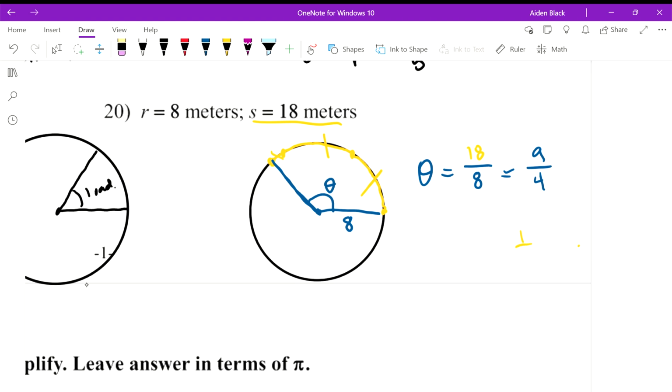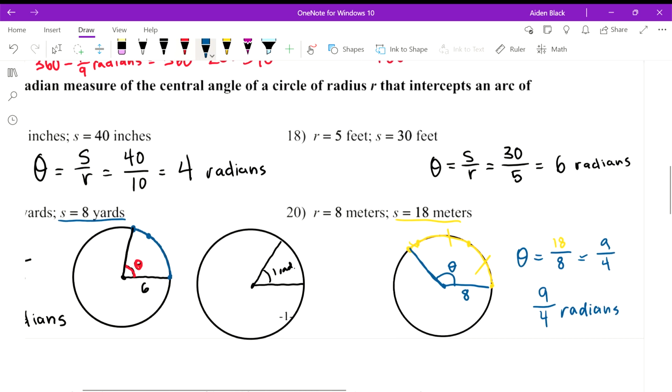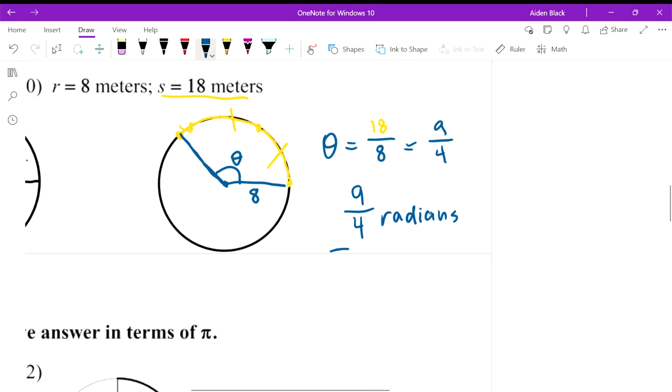We can write it like this though. We can say 9/4 radians. I don't think it asks us to round. Yeah, it just says to find the radian measure. So this is sufficient right here.